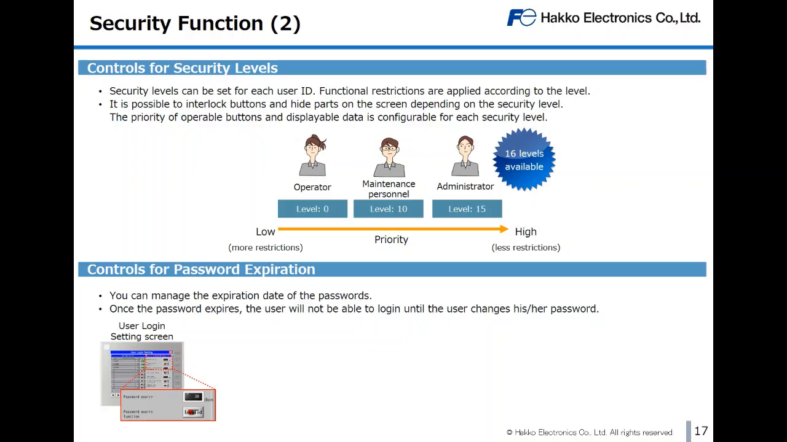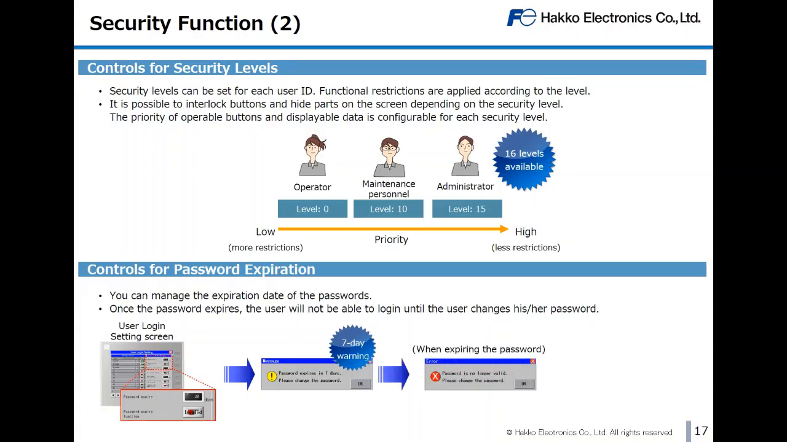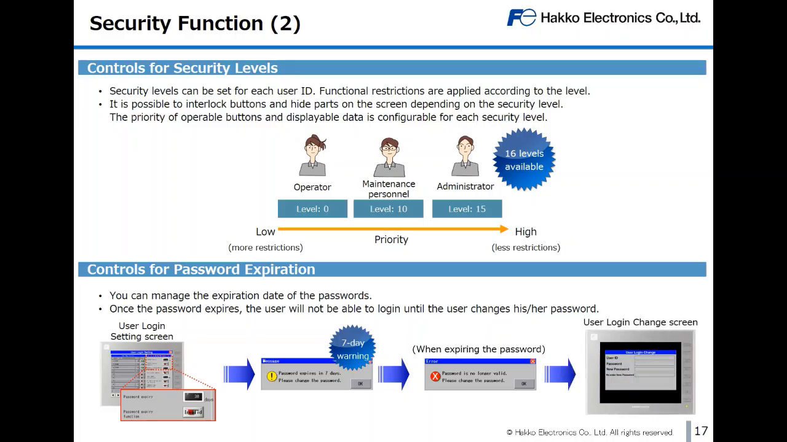For example, if you set 30 days for expiration date, the user can log in by the password for 30 days after the registration. Then you will get the warning 7 days before the expiry date. After 30 days passed, the user will not be able to log in until he or she changes the password.